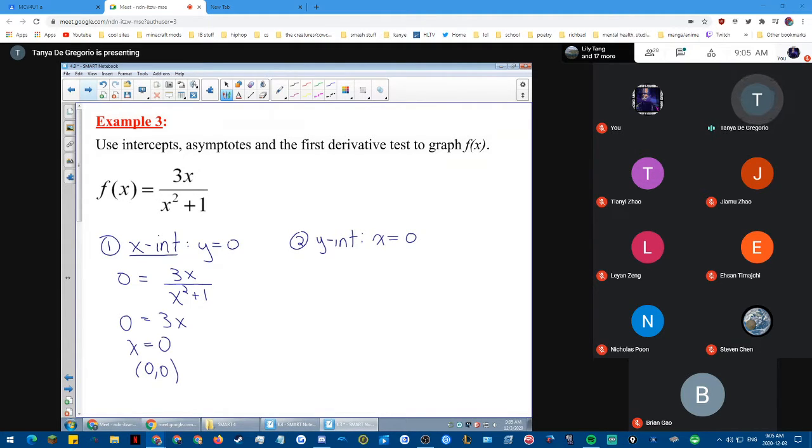So to find the y-intercept, x is equal to 0. And so I have which we already know. It already came out in the first one.